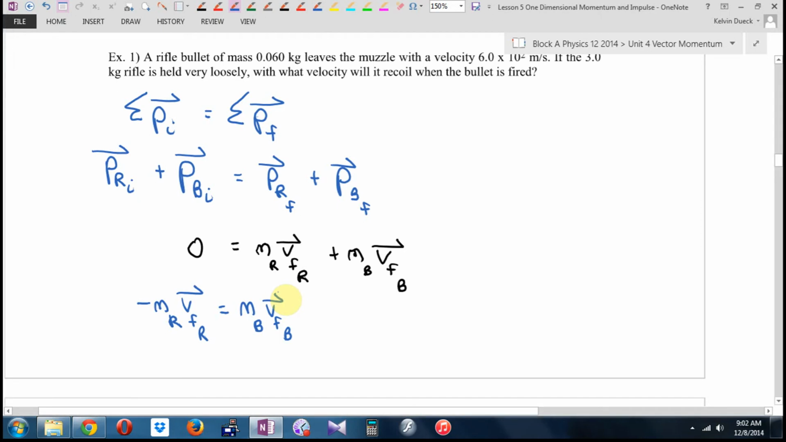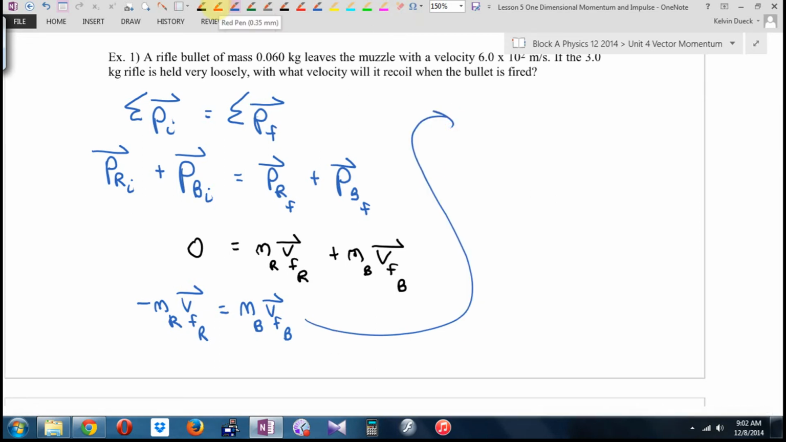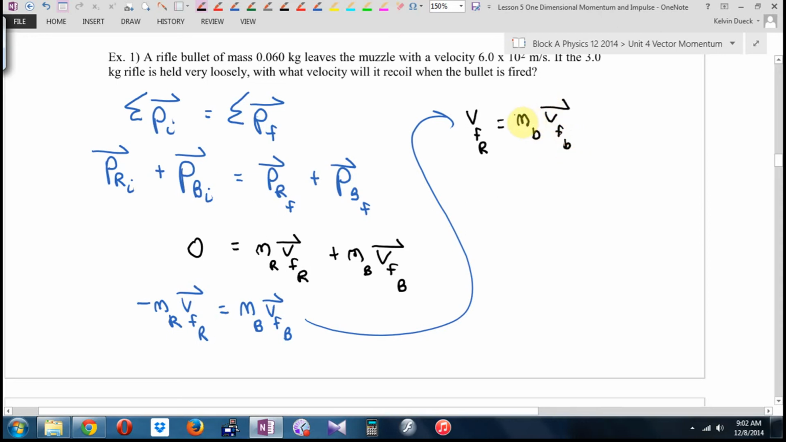Grant, what did you say we're trying to find? Velocity of the rifle. Let's get the rifle velocity by itself. What's in front of it, Grant, my friend? So how would I move the negative m over? So the final velocity of the rifle is going to be mass of the bullet times velocity final of the bullet, vector, divided by a negative sign and a mass of the rifle.